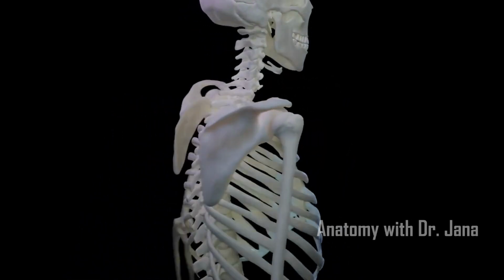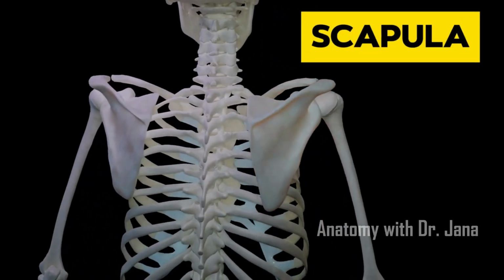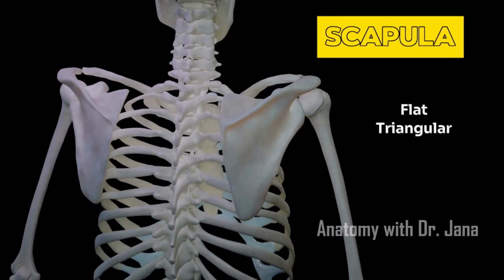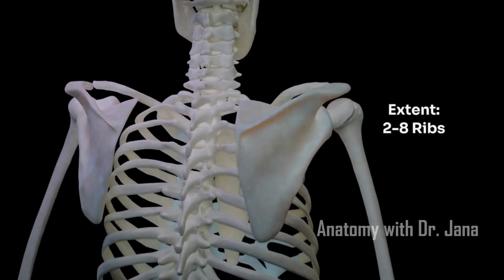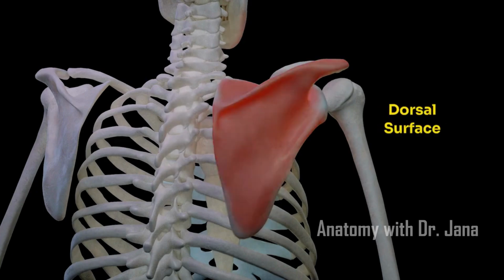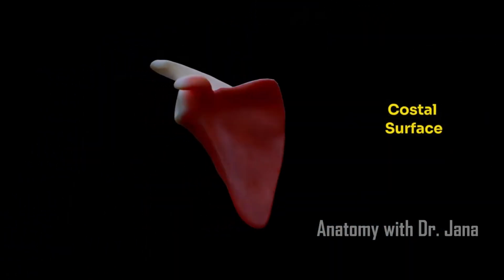So in this video, we are going to discuss the scapula. The scapula is a flat triangular bone situated on the posterolateral part of the chest wall, extending from the 2nd to the 8th ribs. It has a dorsal surface and a costal surface.